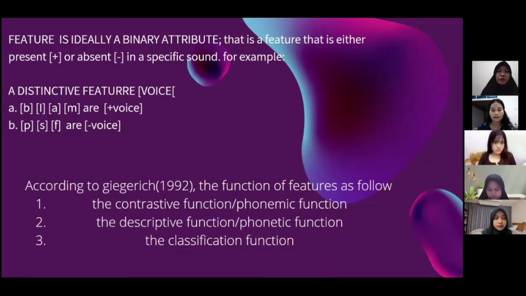And I will say, according to Gussenhoven in 1992, phonological features, not the phonemes, are the smallest and most basic unit of phonological analysis. The functions of features are as follows. The first is the contrastive function, or phonemic function: it must express the phoneme contrasts of a language fully and economically. The second is the descriptive function, or phonetic function: it must describe accurately the phonetic nature of the sound. And the last is the classification function: it must define classes of phonemes.